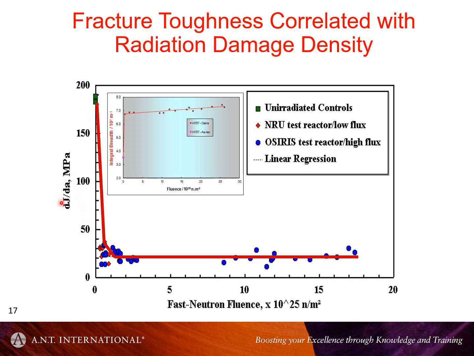In this case, it's dJ by dA, which is the crack opening energy increment. So dJ is the energy you input per unit increment in the crack extension. So this is somewhat similar to ductility that I showed in the other plots. We get this drop in the ductility, and then it saturates at the same time that the strength saturates, for the same reason, because we have damage in there.